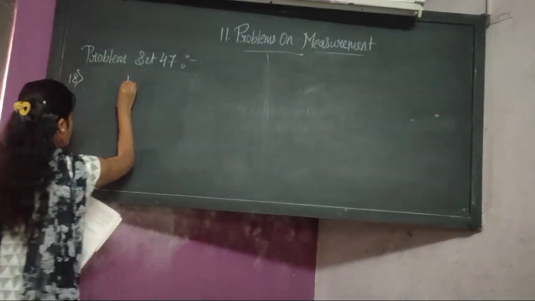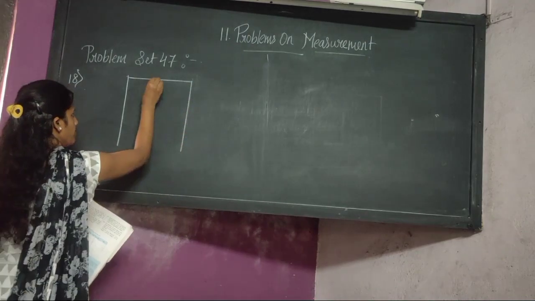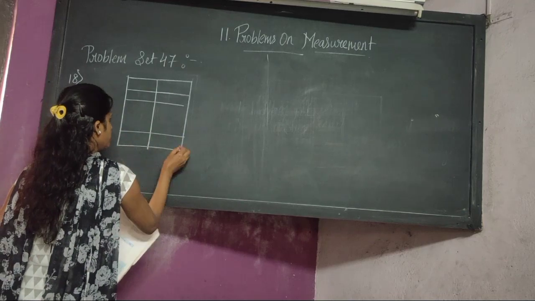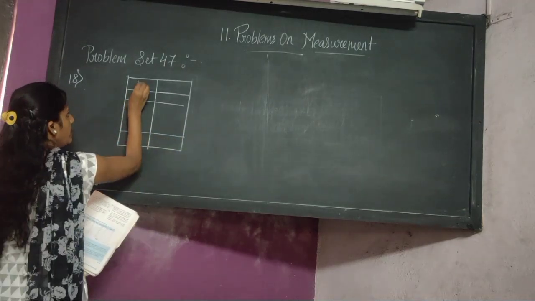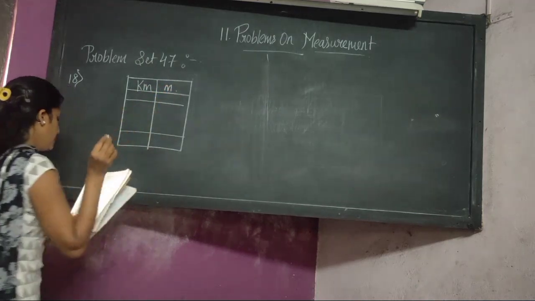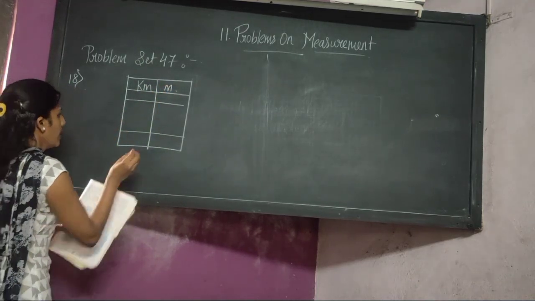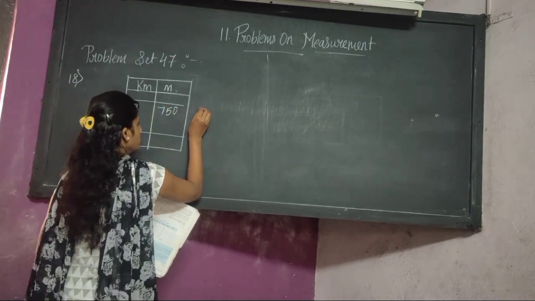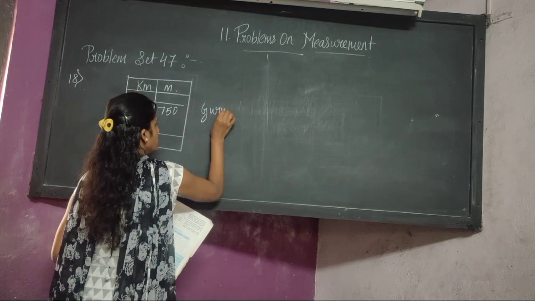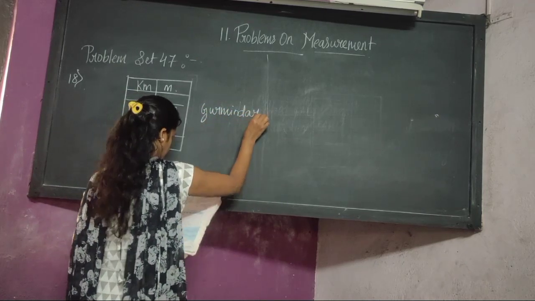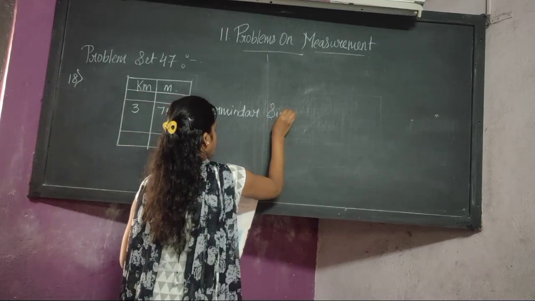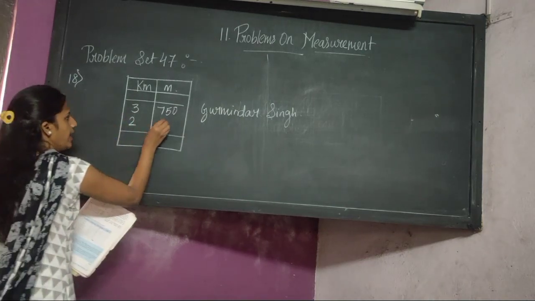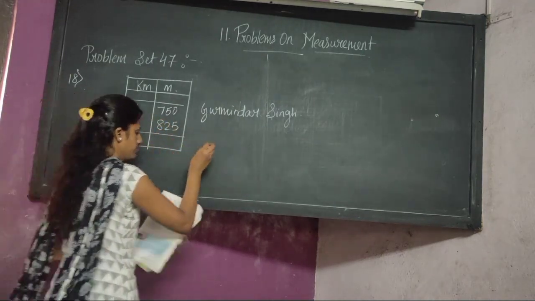So let's do subtraction here. Here the units are kilometer and meter. First we will write the distance covered by Gurminder, that is 3 km 750 meter. This is the distance covered by Gurminder Singh. And the distance covered by Parminder Singh is 2 km 825 meter.